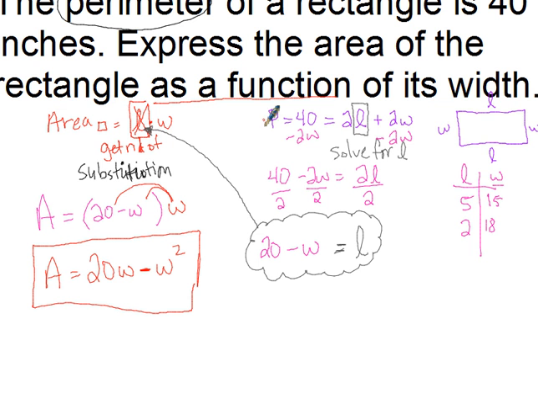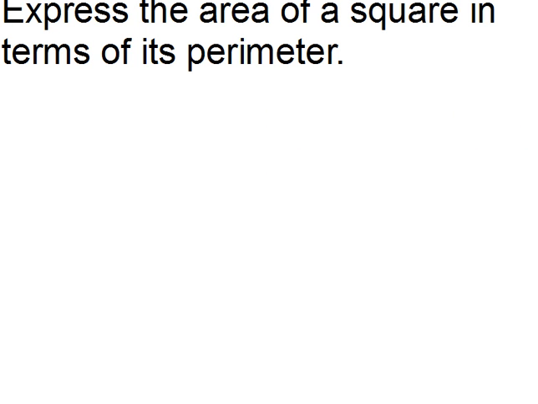We have 2 equations. We have an area formula and a perimeter formula. Get rid of one letter by solving over here and then replacing. Okay, maybe another example would be good. So here are some more examples. We want to express the area of a square in terms of its perimeter. Okay, so we have 2 equations once again that we're dealing with.